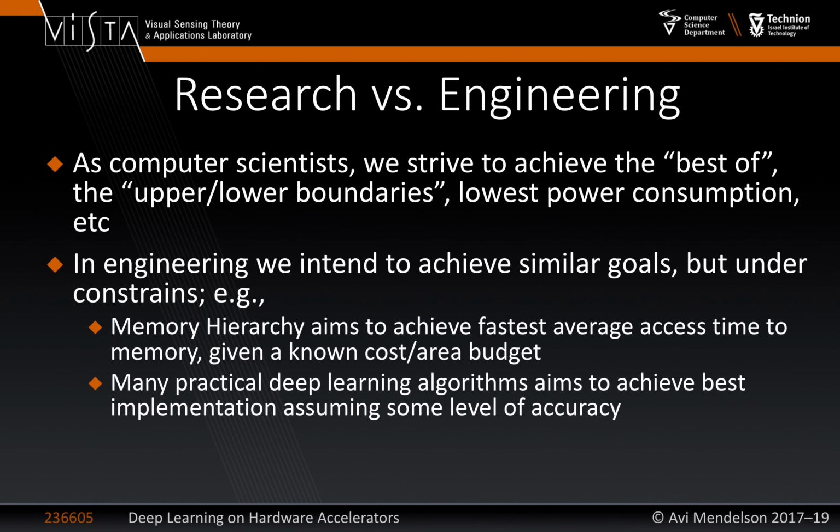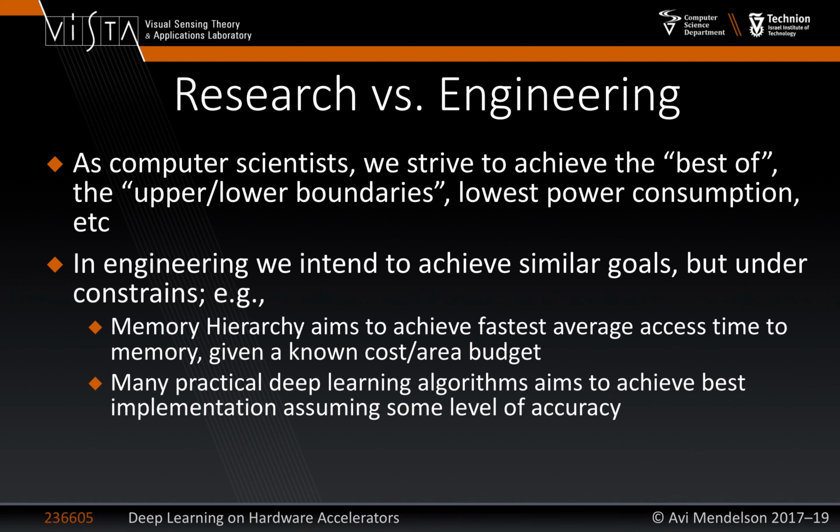Now, when we talk about deep learning, many times you try to achieve the best implementation assuming some level of accuracy. What does it mean? They give you a camera and say this camera will be used for security, for example, so I need to have 99% accuracy. Or this will be a street camera, so approximately 85% is good enough. So you start with the accuracy, and now you look for the best algorithm. Now for this algorithm, you look for the best implementation.